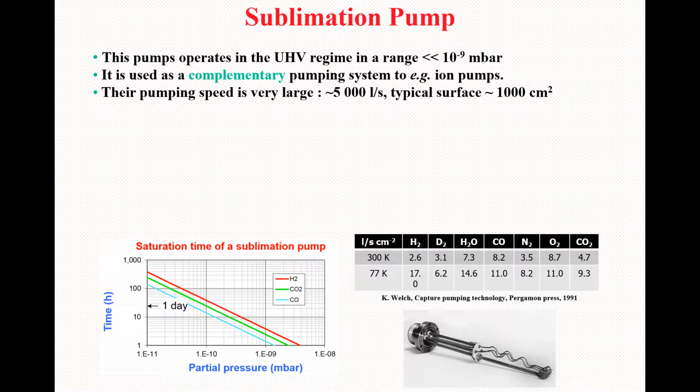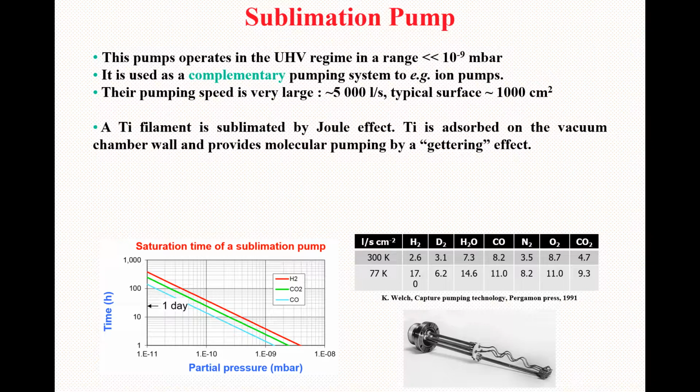Their pumping speed is very large. As compared to the ion pump, the pumping speed of the sublimation pump is very high, almost equal to 5,000 liters per second, and its typical surface area is approximately 1,000 centimeters squared.